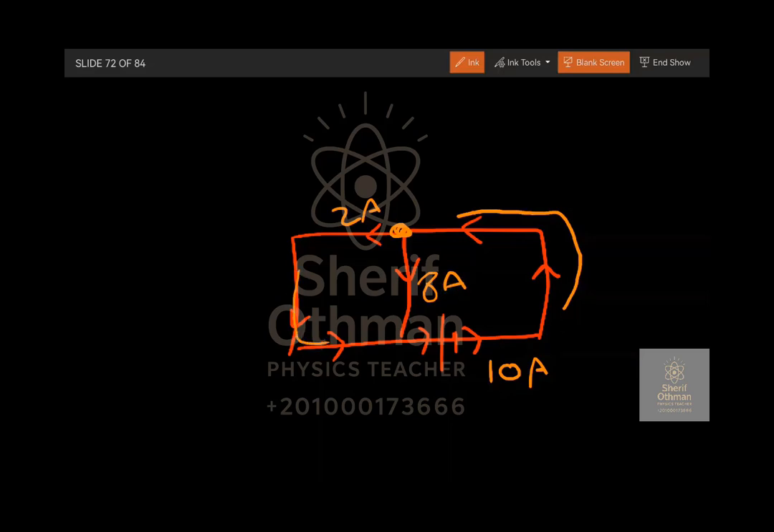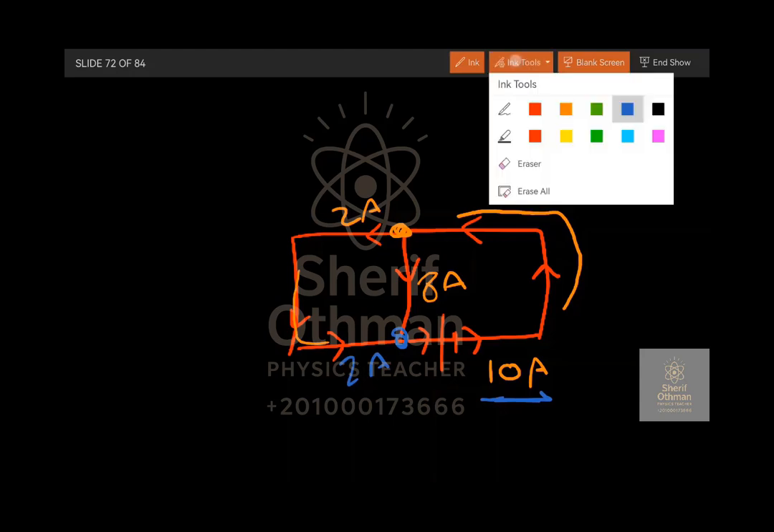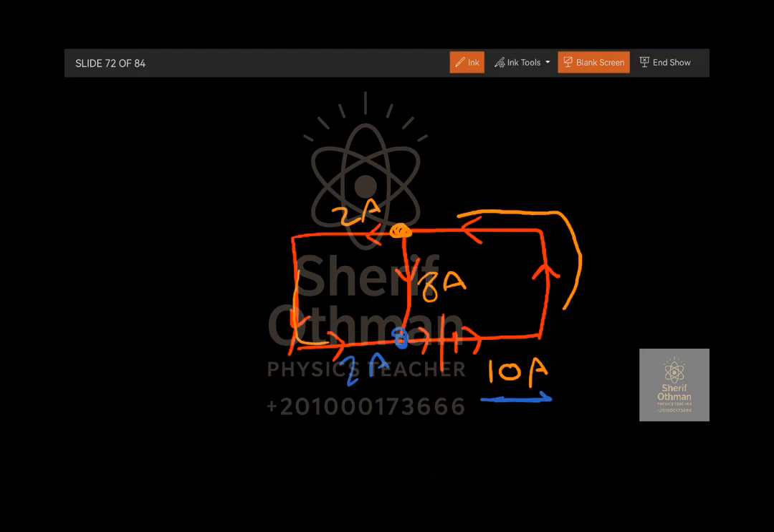Moving again to reach this point. At this point, that 8 amperes and 2 amperes are going to join each other again to present the 10 amperes. Let's study each point and each joint separately. Here we have 3 branches: 1, 2, 3. 2 of them are coming out from the joint and only 1 is moving into the joint.